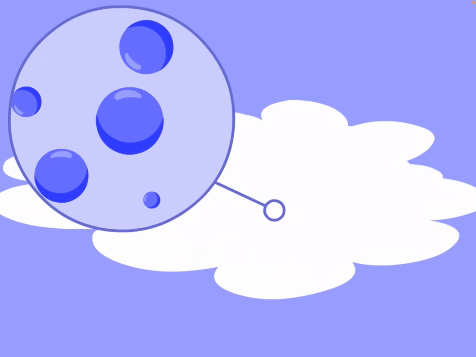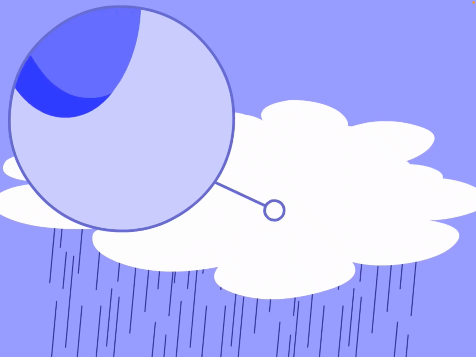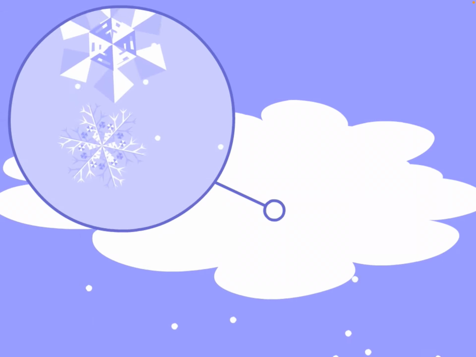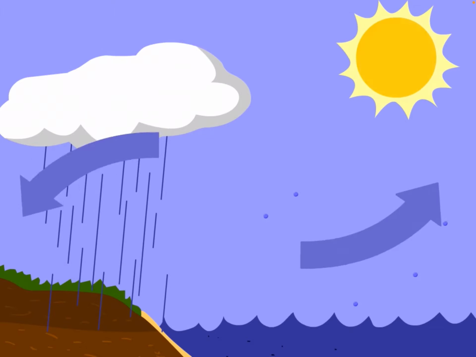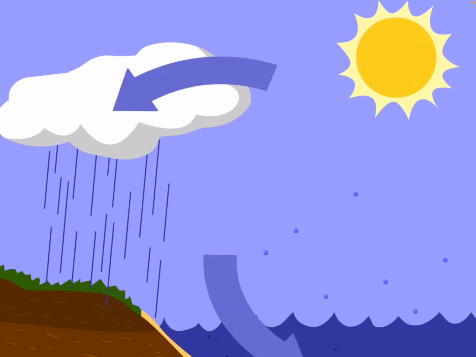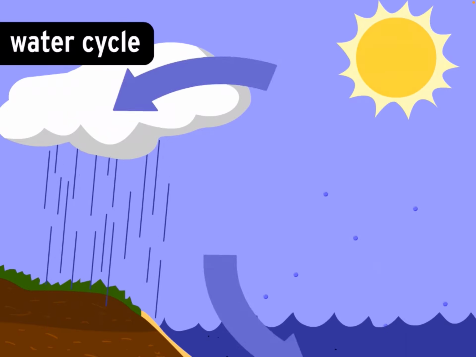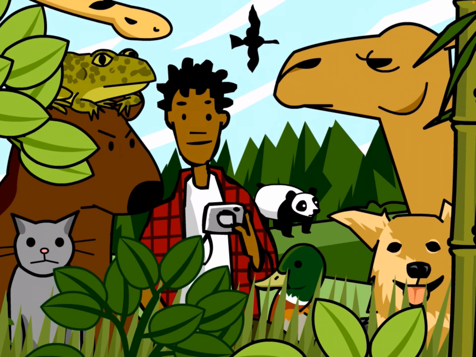When water molecules in clouds collect into big enough drops, they fall on us as rain. Or as snow, sleet, or hail, depending on the temperature. Water is constantly cycling from land to air and back again. As you might have guessed, this process is known as the water cycle. Scientists study it because water is such an important part of the ecosystem. Every living thing on the planet depends on a clean supply of water.